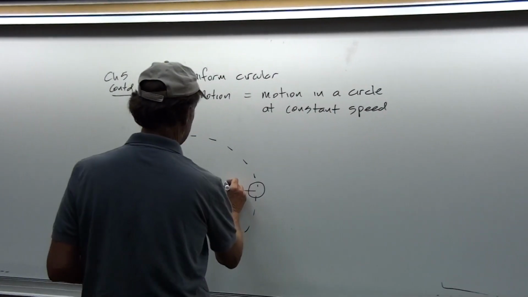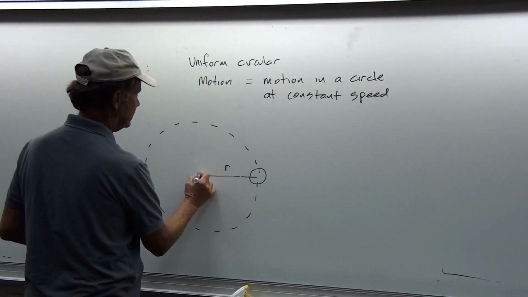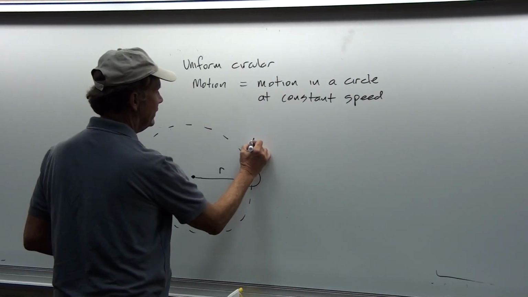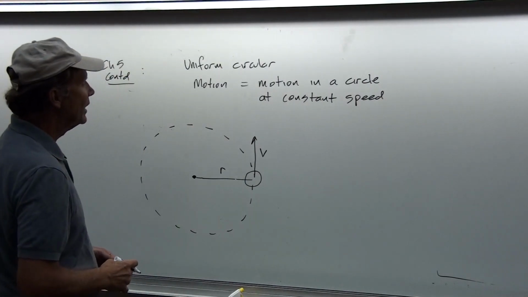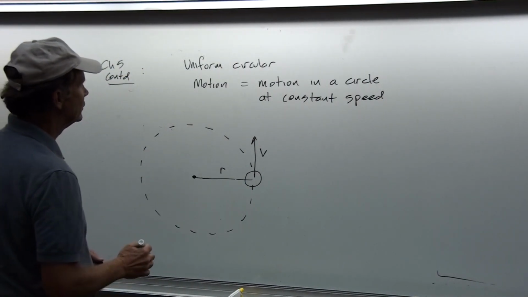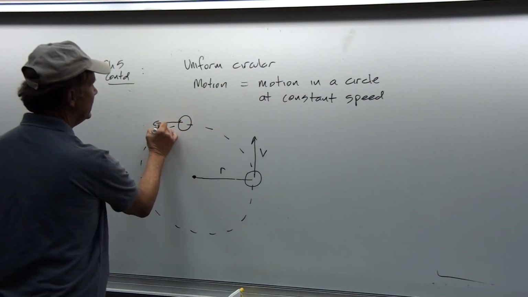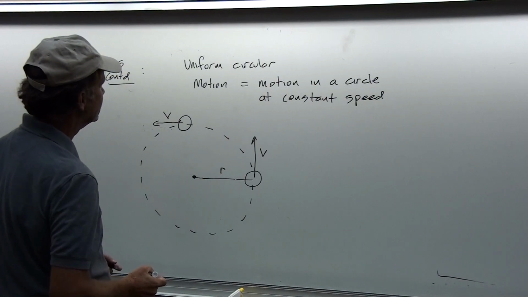And so if we draw a radius vector looking like this, this would be the center of spin. Here's our mass going round and round. At any given point then, there's a velocity vector that is tangent to the circle. So the velocity is not constant, but the speed is. And that isn't a paradox.